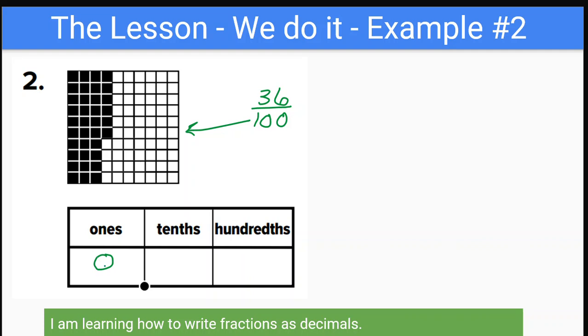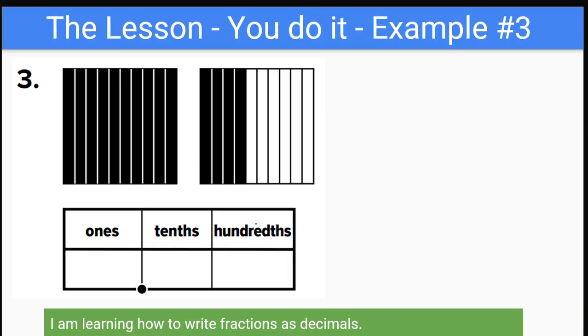Down here, it's no wholes, and right there you say "and" for that decimal. 36 hundredths. We don't say the tenths because if the number ends in the hundredths column, then that's what we say. It ends right here. So we say hundredths, 36 hundredths. Okay? It sounds just like this fraction right up there, doesn't it? 36 hundredths, 36 hundredths. Kids, you're learning how to write fractions as decimals.